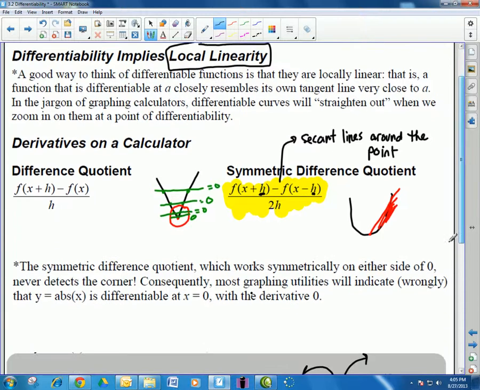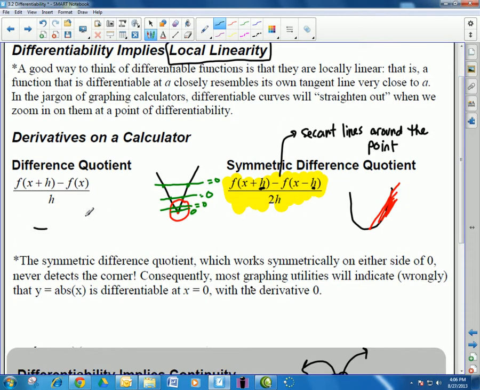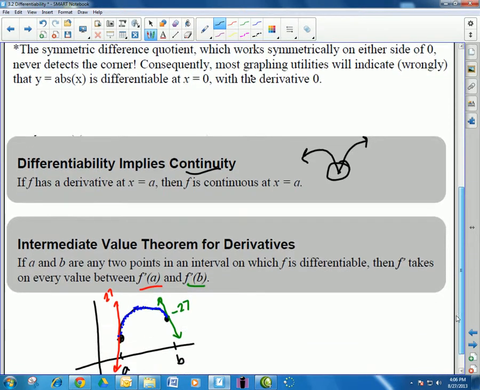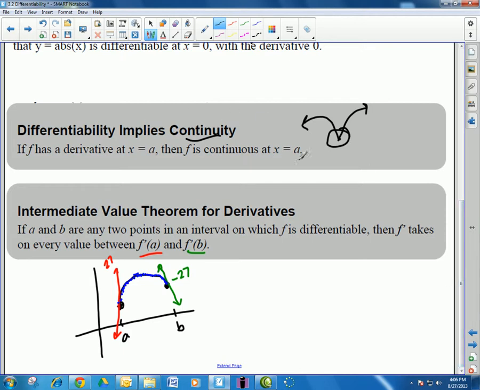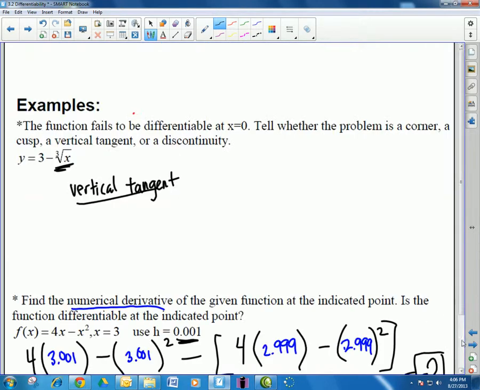Then we talked about this. This is what your calculator does. This is what we did before. You need to practice this one so you can see where those errors come from and know how to do that. Differentiability implies continuity, and then we did a couple of problems.